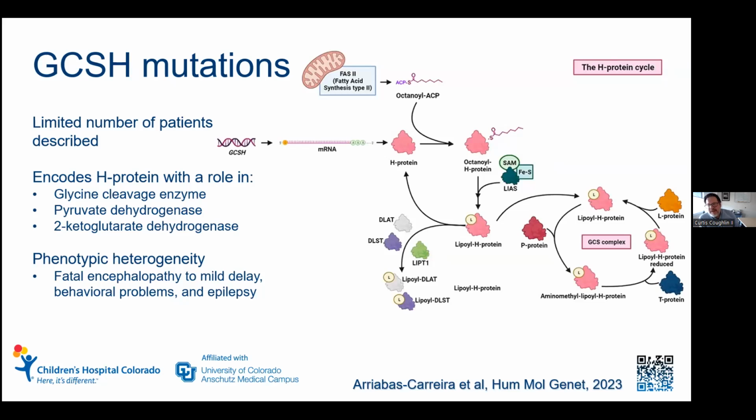So GCSH encodes for multiple enzymes, and that is something you should really think about when you see elevated glycine and they don't have a classic NKH phenotype. So what is the classic NKH phenotype?